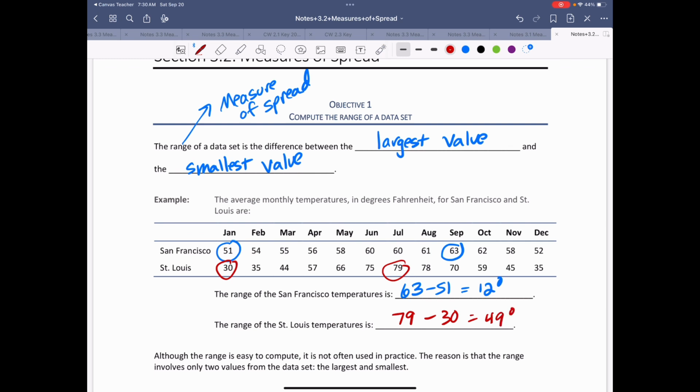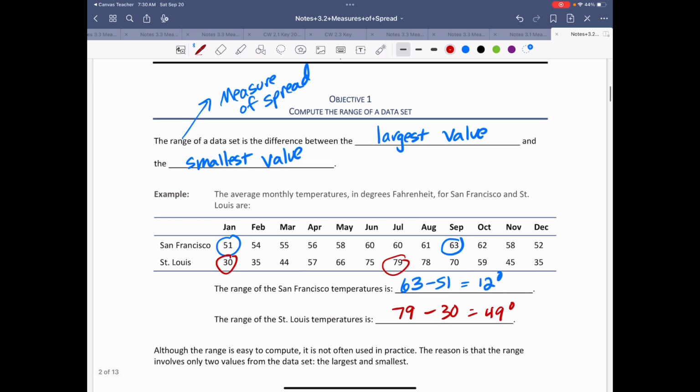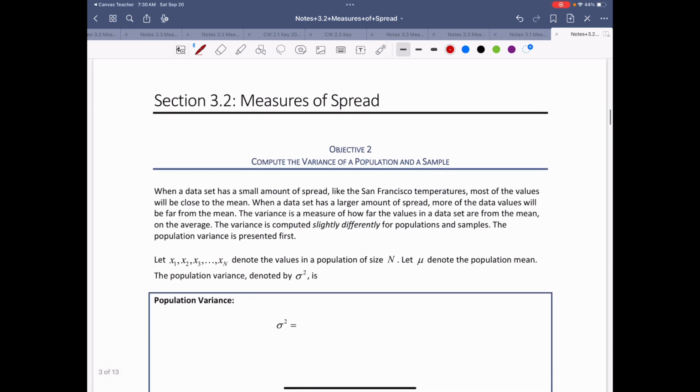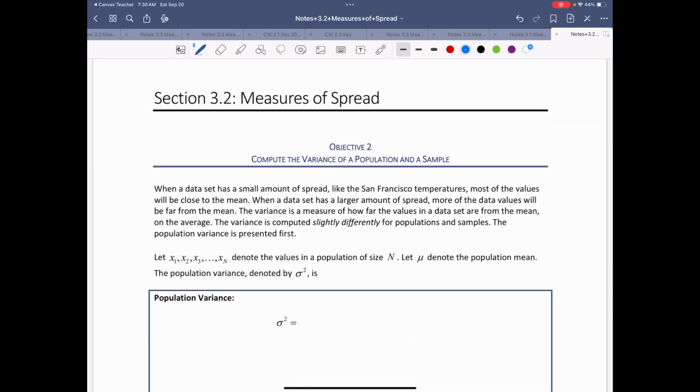St. Louis would be more like Salisbury, Maryland. San Francisco is very different. Now, I like the range because it's easy. You saw what we did. It's not often used in practice because the range only involves the two values in the data set. You all saw what I did, the highest, the largest value, and the smallest value. So we need to do something that brings in more of the data or all of the data. And what we're going to do with that is the variance.